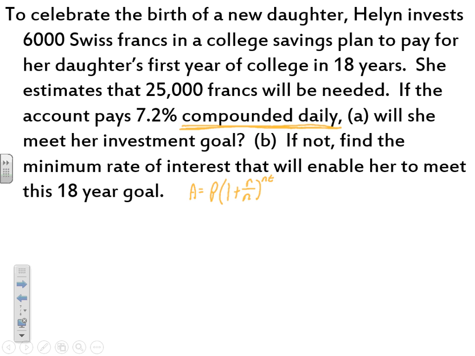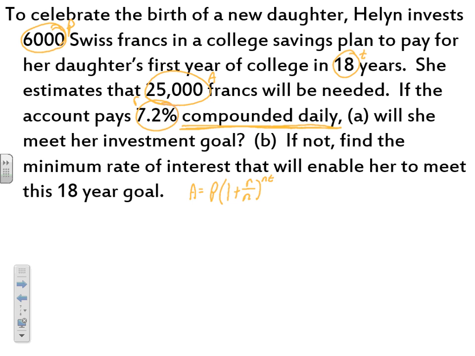So now let's go back over the problem. Okay, well, what do we have? We still have a P, R, N, and a T for time. So 18 years, there's time. 25,000 francs is what's needed. So that 25,000 francs is the accumulated amount that we might be looking for. 7.2% would be the rate, okay? And they're starting off with $6,000, so there's your principal amount.